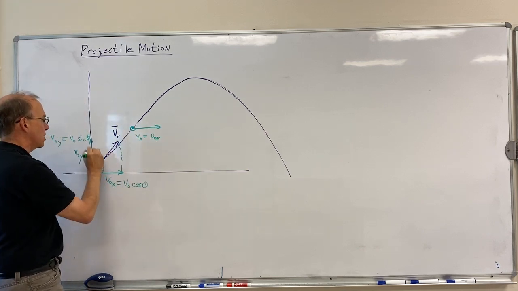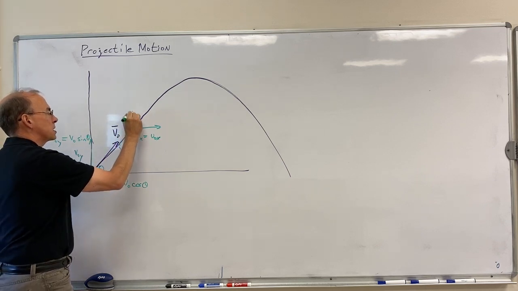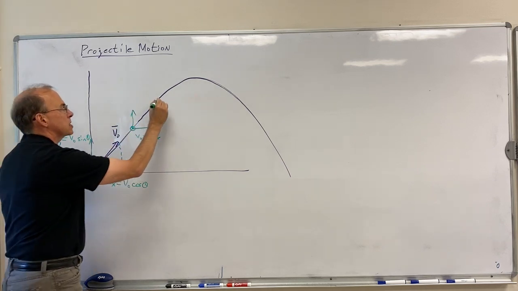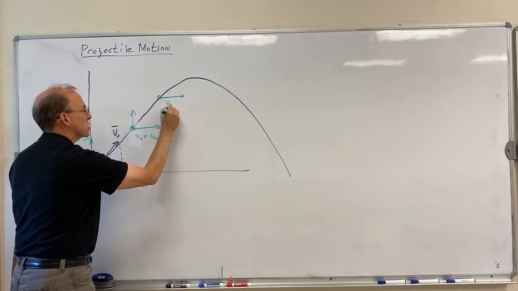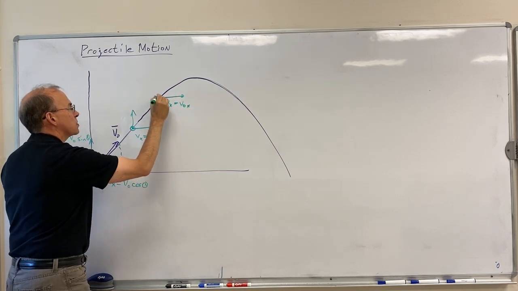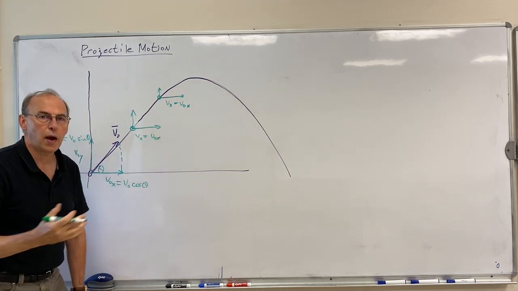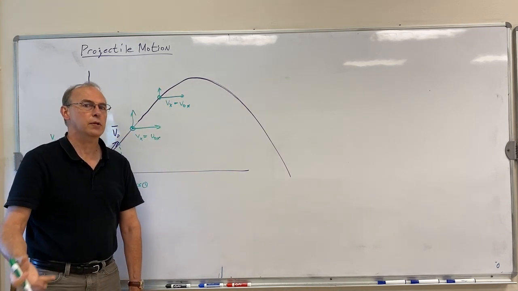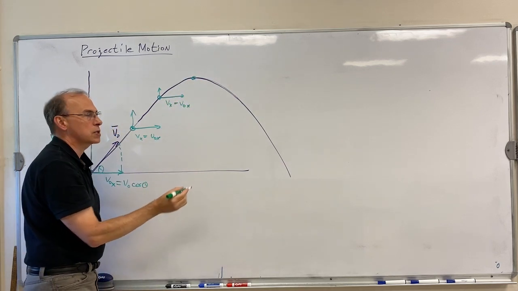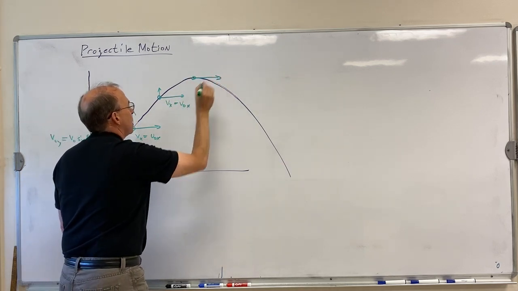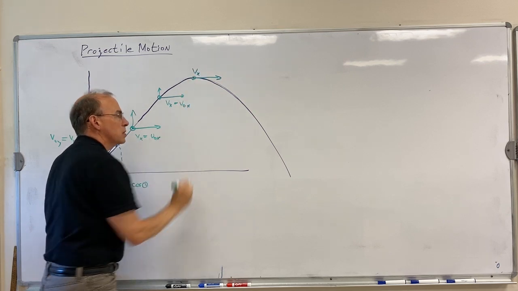But its y velocity, this y component, is less than it was before. And as it goes a little higher here, its x velocity is the same as it was before. But its y velocity is smaller still because gravity is changing the y velocity, but not the x. In fact, when it gets to the top here, its y velocity has gone to 0, but its x velocity is still the same as it was when it first fired.